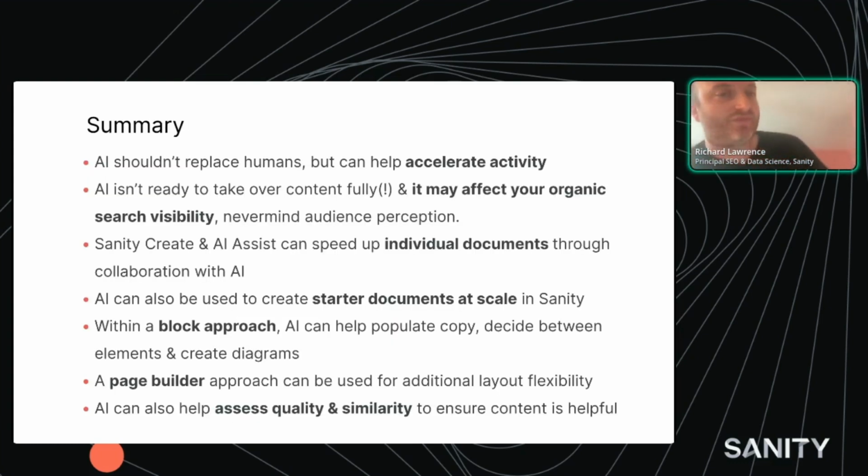So just to summarize what we've been through. AI shouldn't replace humans, but can help accelerate activity. AI isn't ready to take over content fully, and it may affect your organic search visibility. Sanity Create and AI Assist can help speed up individual documents through collaboration with AI. AI can also be used to create starter documents at scale using a block approach. So it can help populate copy, decide between elements and create diagrams. Page builder approach can be used for additional layout flexibility. And AI can also help assess quality and similarity of content to help ensure that it is helpful.